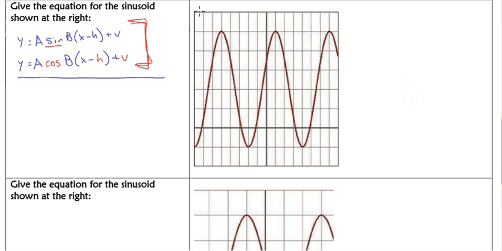So we need to kind of find some key points to be able to figure out our A, our B, our H, and our V values. That's what we're going to need to fill in to have the equation. We need to know what A, B, H, and V are going to be. So to do that, let's start with A. How would we figure out what the amplitude is of this equation?